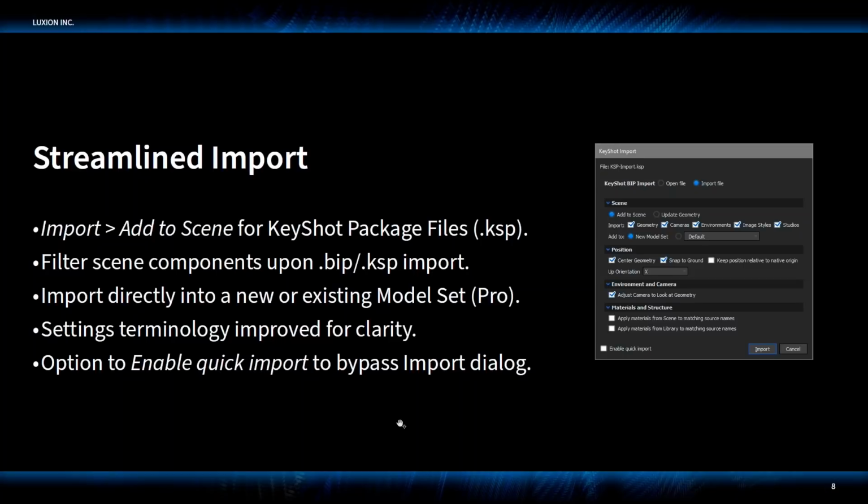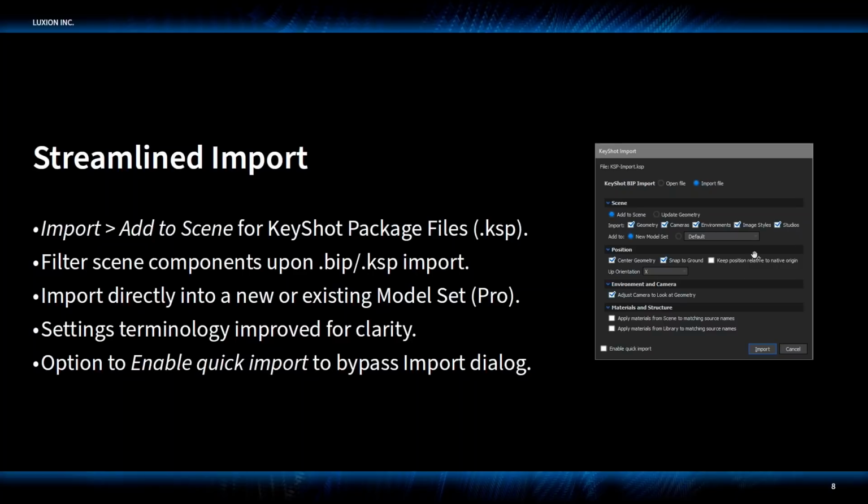When you're importing BIP or KSP files, you can filter those scene components. As you see in the screenshot here, there are some checkboxes, so you can decide to include or exclude geometry, cameras, environments, image styles, and studios. Of course, studios are a pro feature, so you will not have the option for those if you are running KeyShot HD. You can also import directly into a new or existing model set. Model sets are also a pro feature.